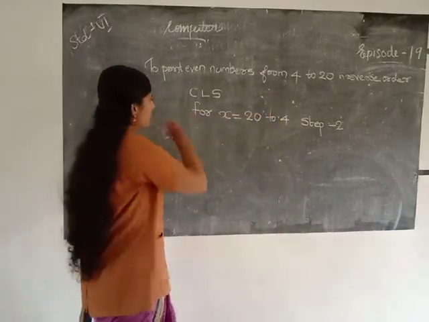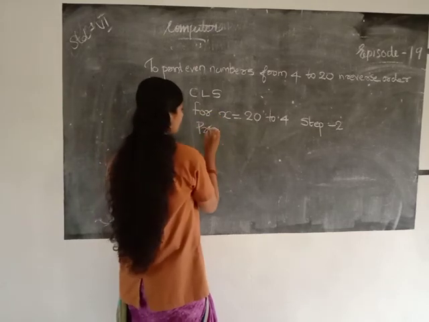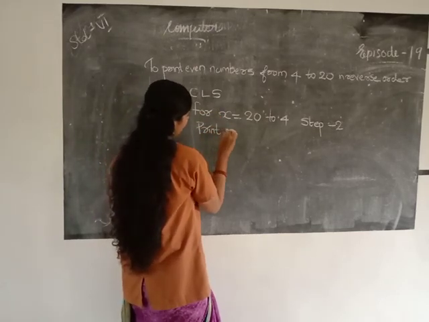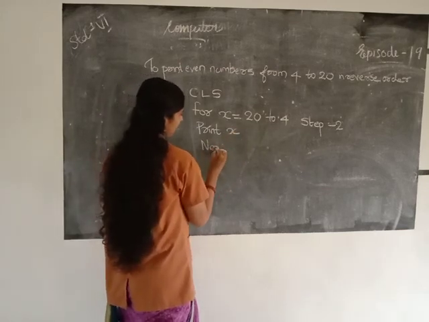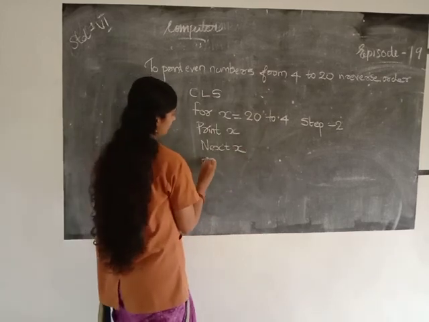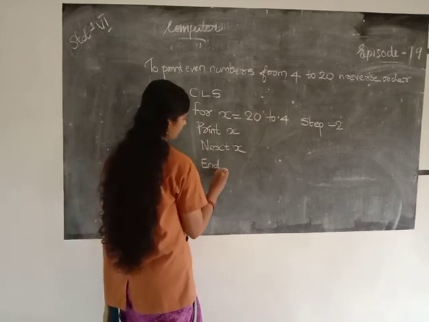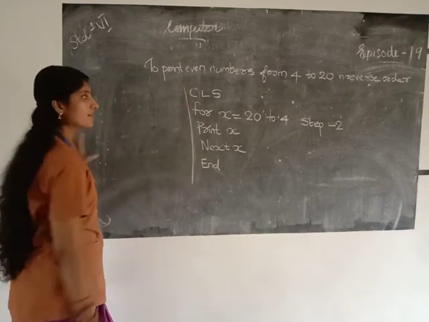So the first output, print x, then next x, then end program. Okay. So what would be the output?